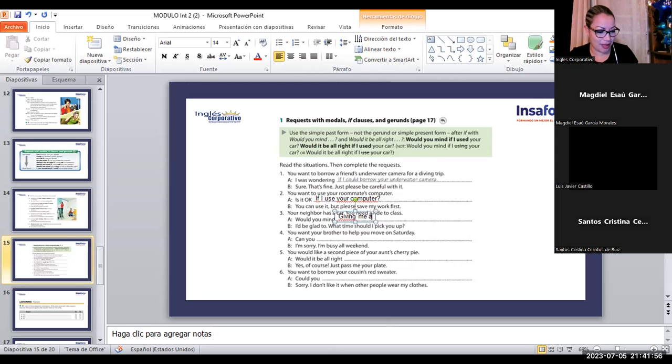Excelente. Giving me a ride. A ride. To class. Excelente. Y question mark. Muy bien, mire que ya le agarró. Would you mind giving me a ride to class? Y el vecino le contesta, I'll be glad to. What time should I pick you up?